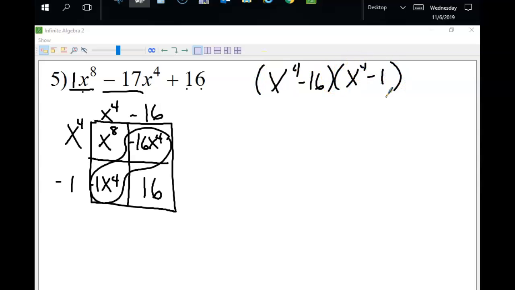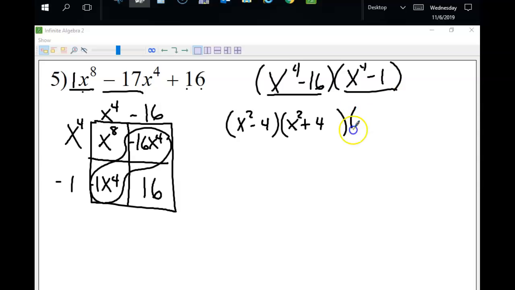Now, I'm not done yet. And the reason I'm not done is because these have 2 terms. And when you have 2 terms, you have to check to see if it's a difference of squares. Is this a difference of squares? Yes, it is. So it's going to be x squared minus 4, x squared plus 4. Is this a difference of squares? Yes, it is. X squared plus 1, x squared minus 1.